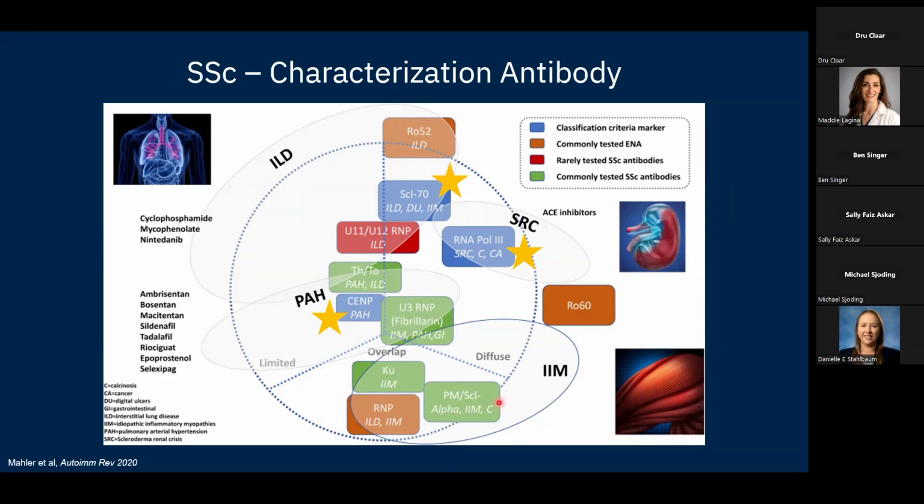And then we do have about 10% of patients that are ANA and antibody negative. So like everything in rheumatology, nothing is exact. And so there are always patients that are breaking the rules.